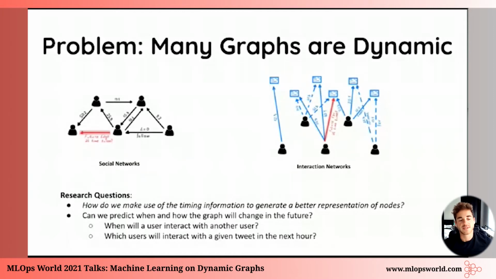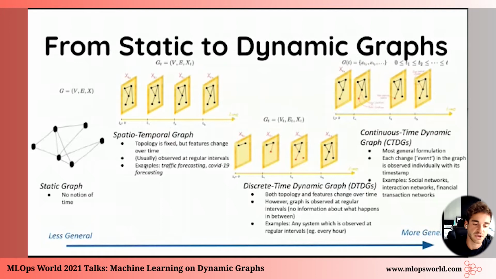When I talk about static and dynamic graphs, it's not just a single difference, but there is a variety of dynamic graphs, going from less general to more general. On the less general end, you have a static graph where you basically have no notion at all of time. You just have nodes and edges, and features on the nodes and potentially on the edges.